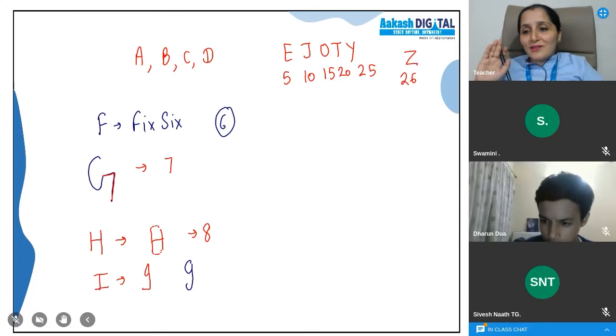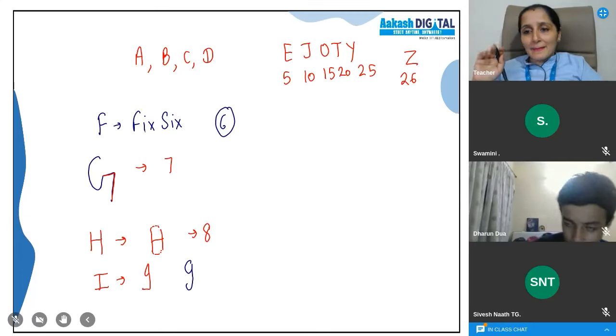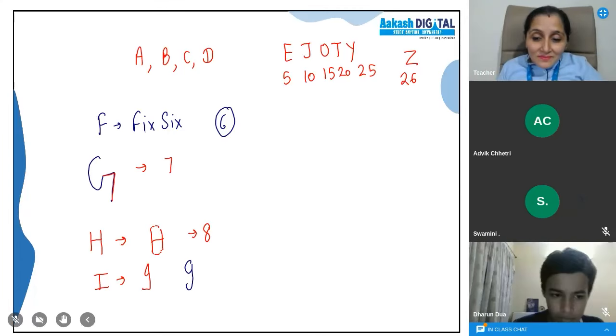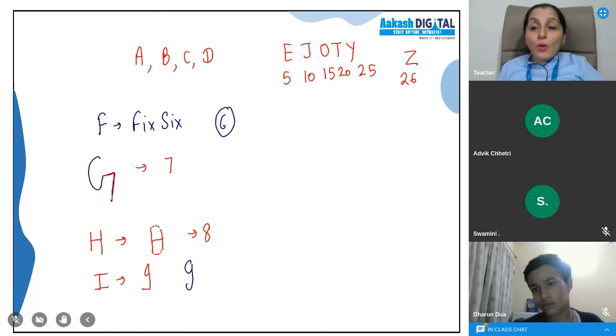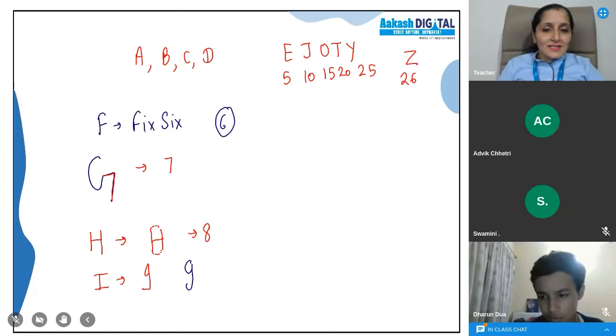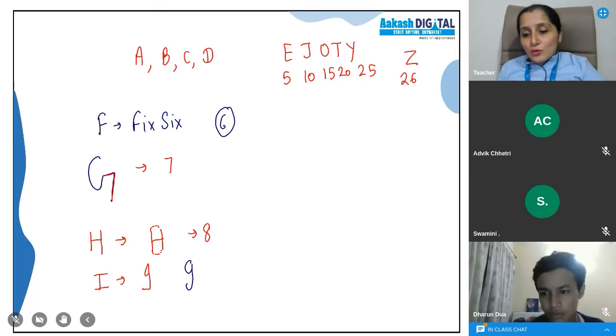Those who don't write I like this? You don't like to write I like this? Ma'am, I was asking who don't write I in cursive. Oh, okay. Chalo, now let's move to the next one.